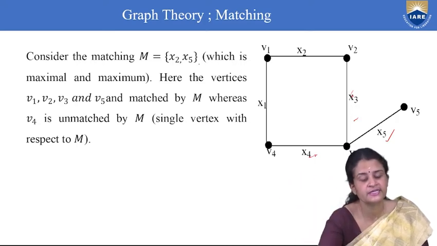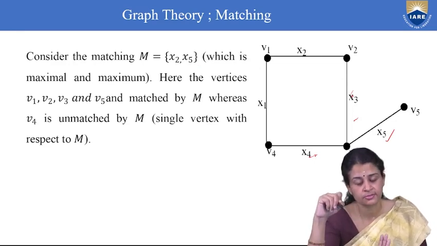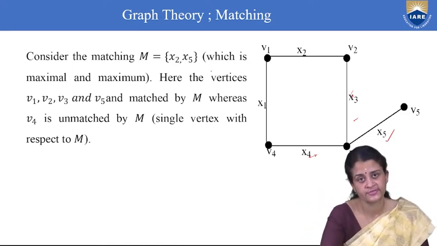Here, if we are taking this X2 and X5, it is maximum as well. If you are considering this X2 and X5, it is a maximal matching. Also, it is a maximum matching.